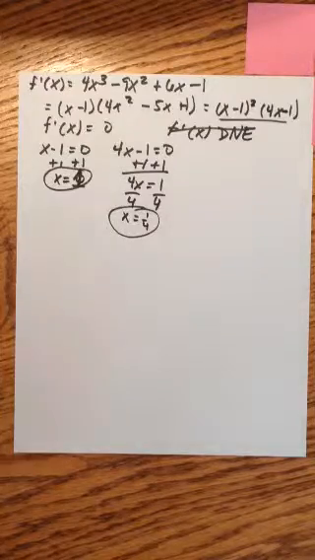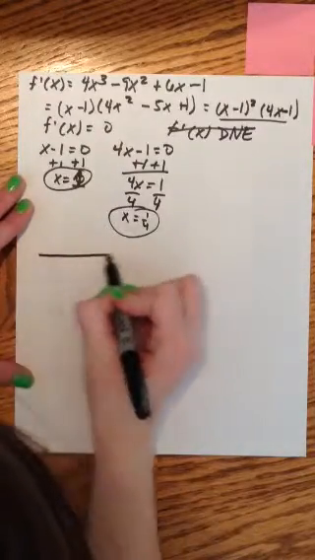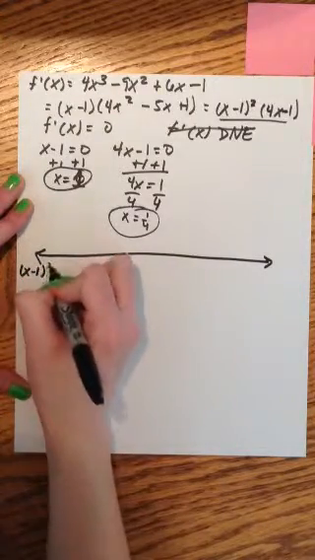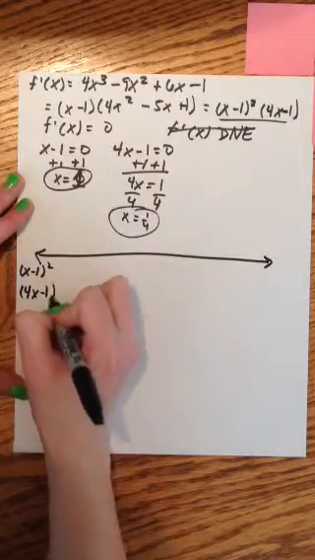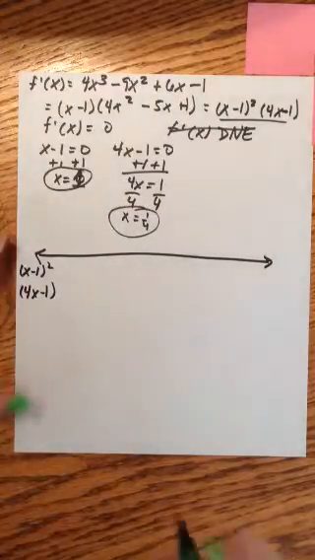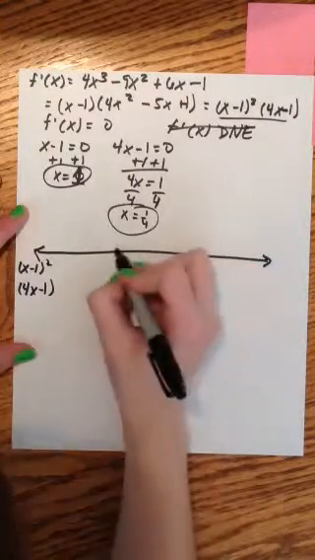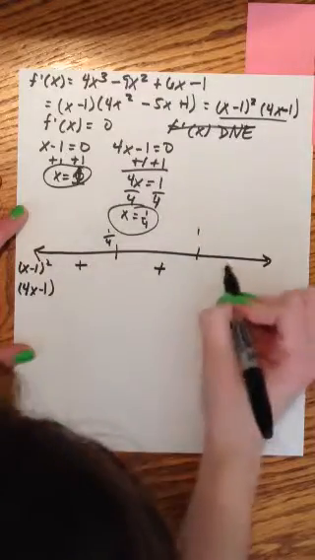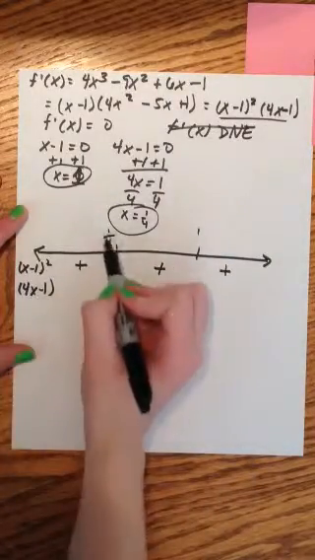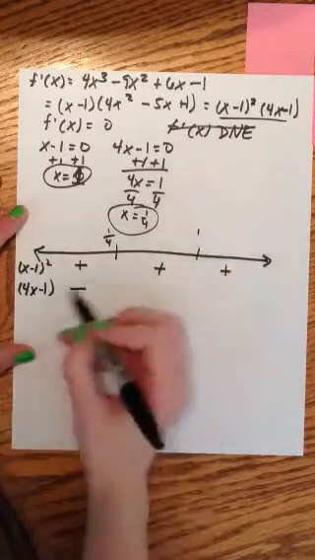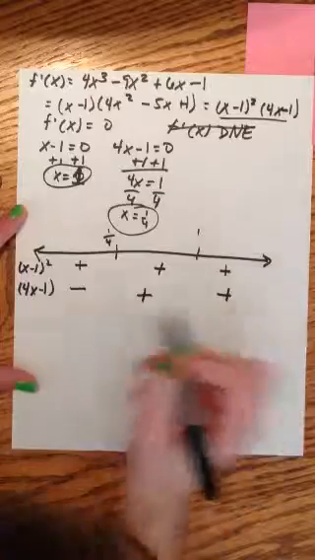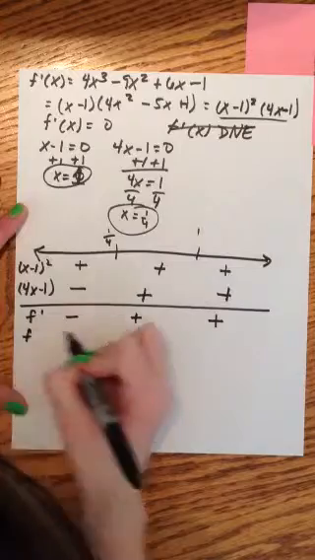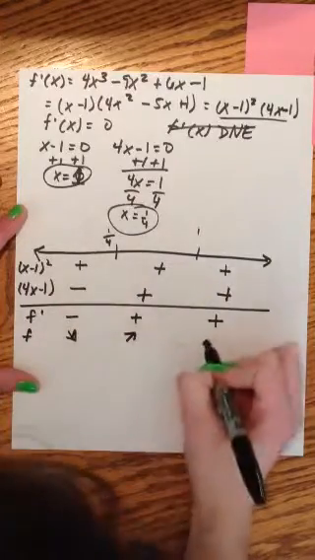Now, what we can do is put those on the number line. Put our factors over here, (x minus 1) squared and 4x minus 1. And then we have our 1/4 and our 1. Anything squared is going to be positive. Anything less than 1/4 is going to give you less than 1, so it's going to be negative. Anything bigger is going to be positive. So that means that f prime is negative, positive, and positive, which means f is decreasing, increasing, and increasing.